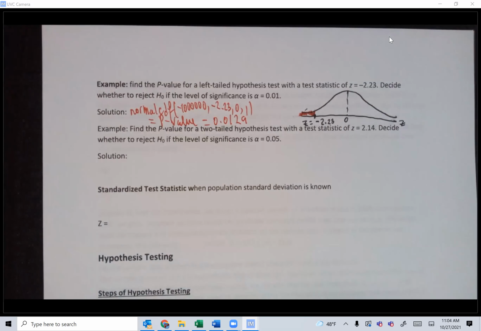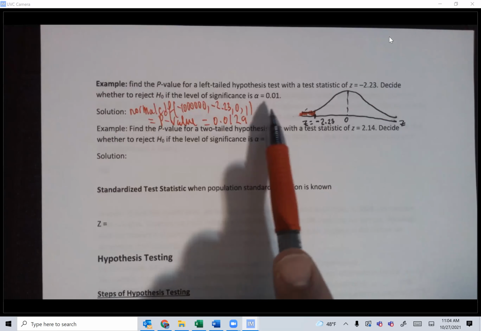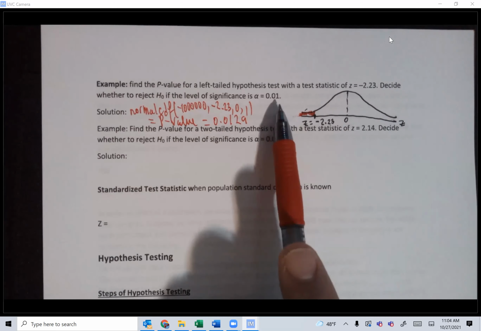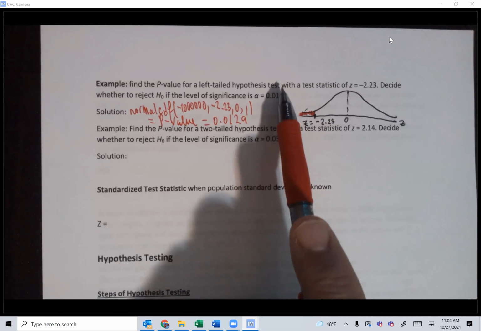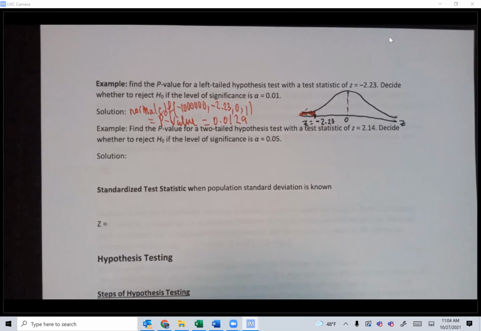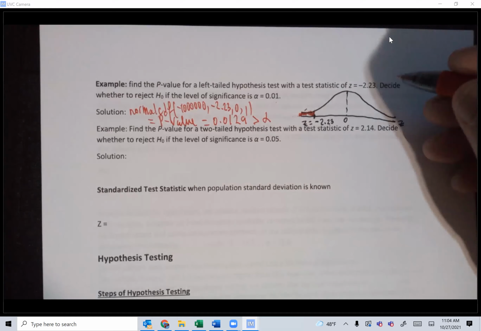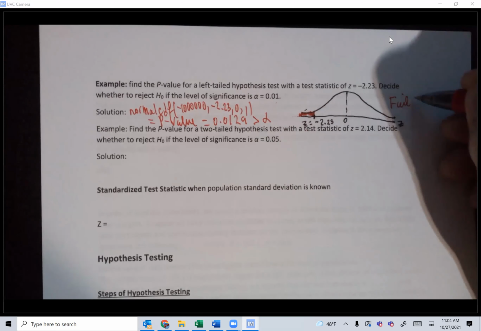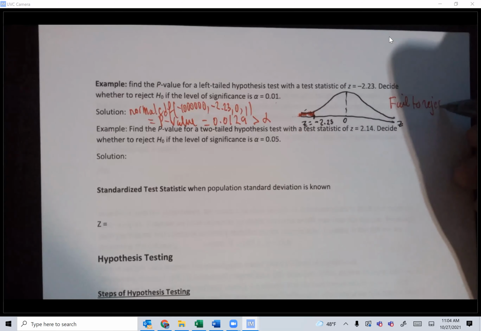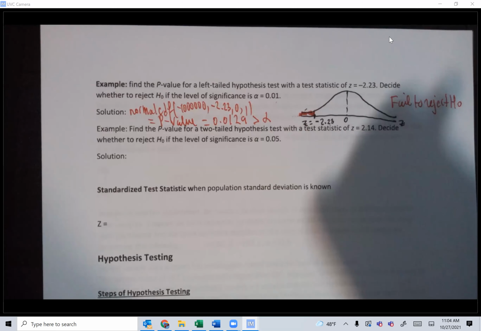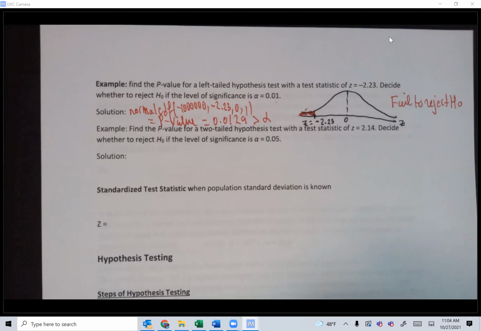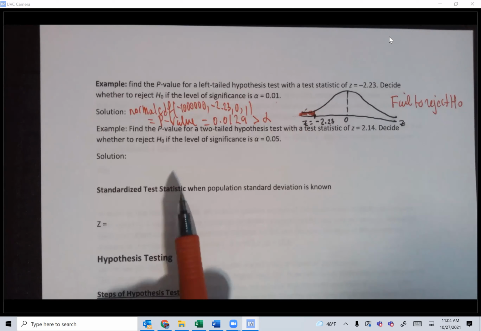Now if I want to make a decision, alpha is 0.01. If you compare the p-value with alpha, you notice that the p-value is bigger than alpha. And if it is bigger than alpha, you fail to reject H0. So our decision is we cannot reject the null hypothesis. Okay, let's see the second example.